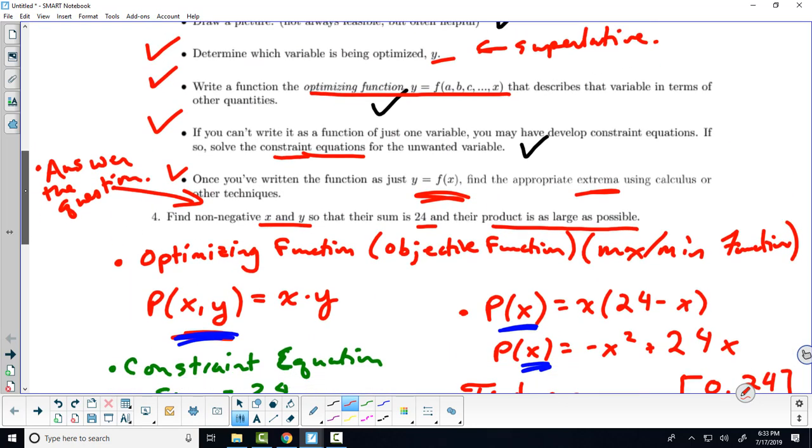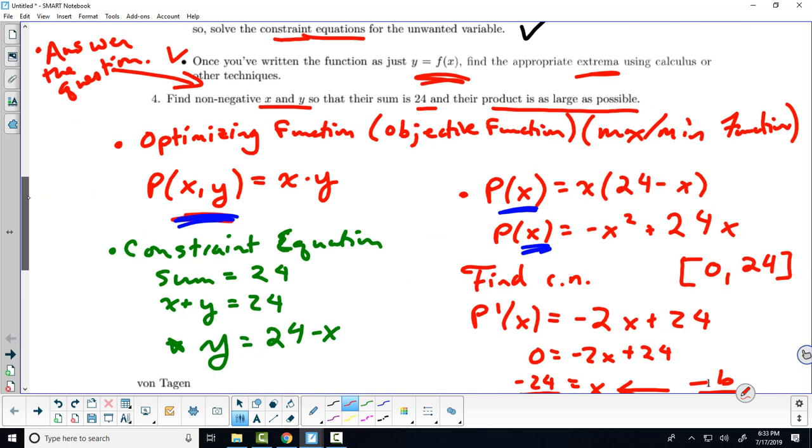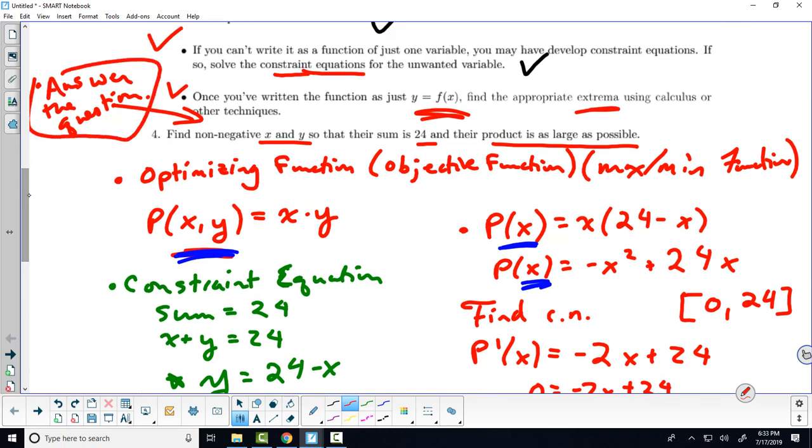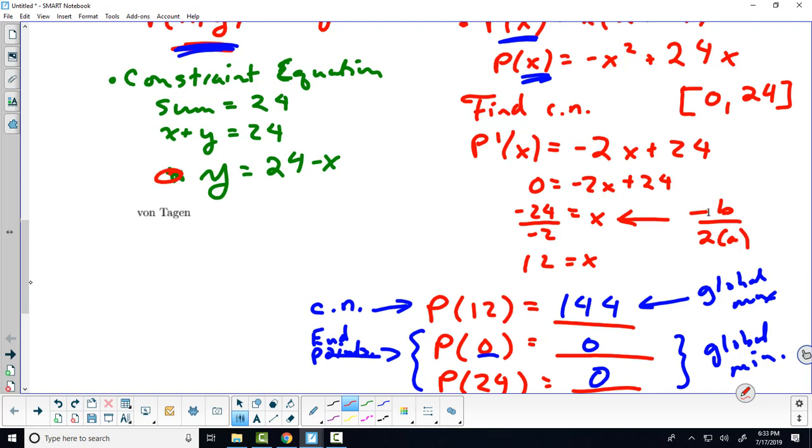So, folks, we worked through this, and wait, I made you write in one more bullet point. What was that last bullet point? Answer the question, right? I asked you to find two non-negative numbers, x and y. How many have we found? Just x. So we still need to find y. I wish I had an easy way to find y. Oh, I've already solved the constraint for the variable that I had eliminated. So we find that y is equal to 24 minus 12. We get y is equal to 12 too.